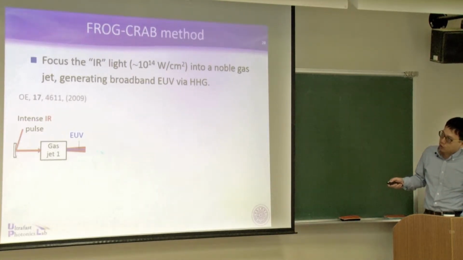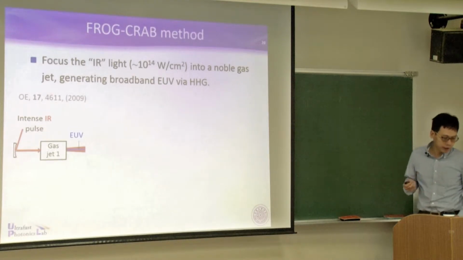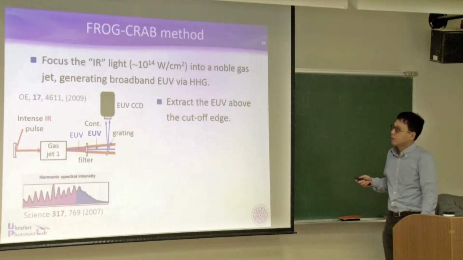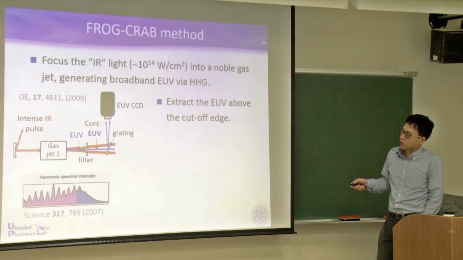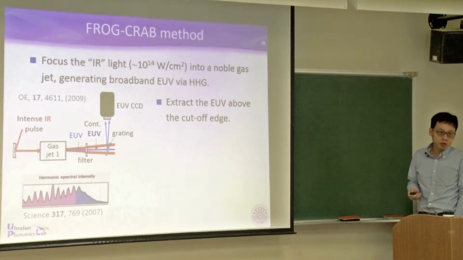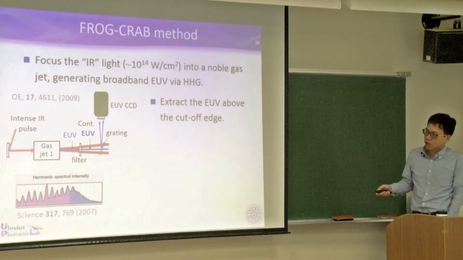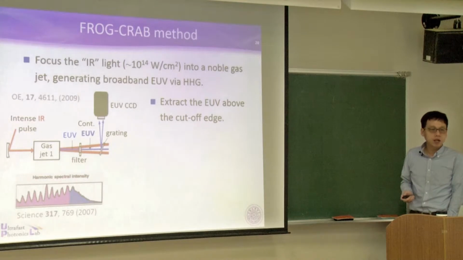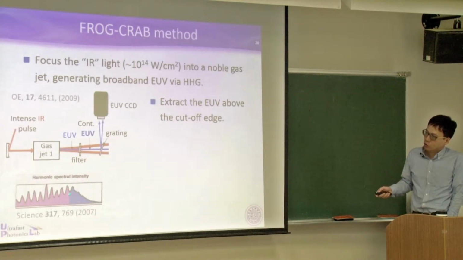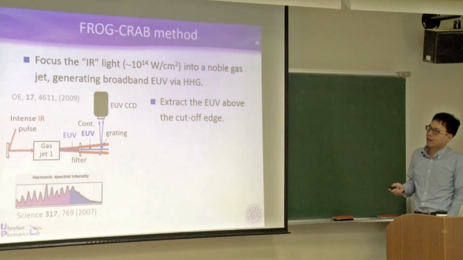It will generate broadband extreme ultraviolet, EUV. At the output, the blue path means EUV light. The red one means the original infrared. You have both. Then they use a filter placed here to select high frequency components. The bottom figure shows the EUV spectrum measured by a grating and an EUV CCD. You can see the spectrum exhibits two different regions. For low frequencies, you see periodic structure. For high frequency, you see continuous spectrum. So they use the filter to select the high frequency part. This is the continuous EUV spectrum selected by the filter.